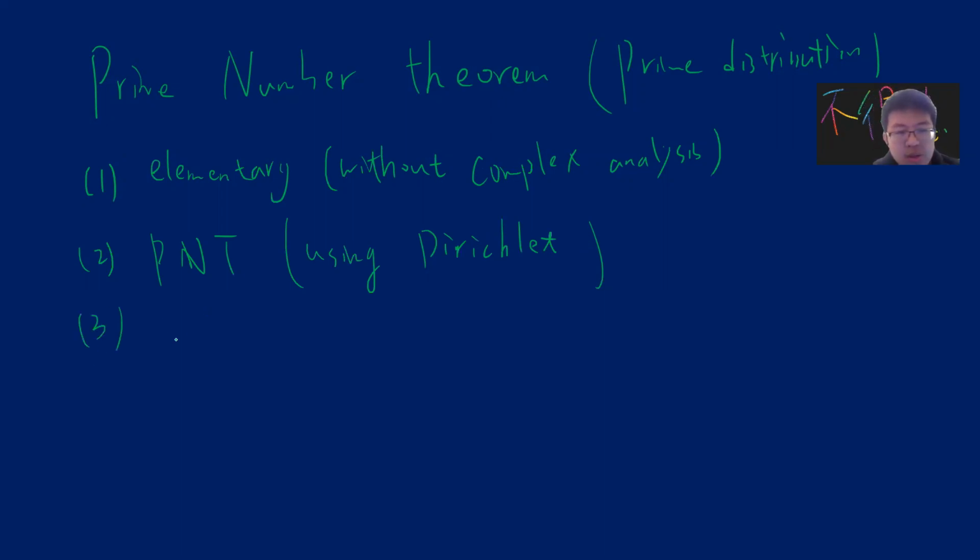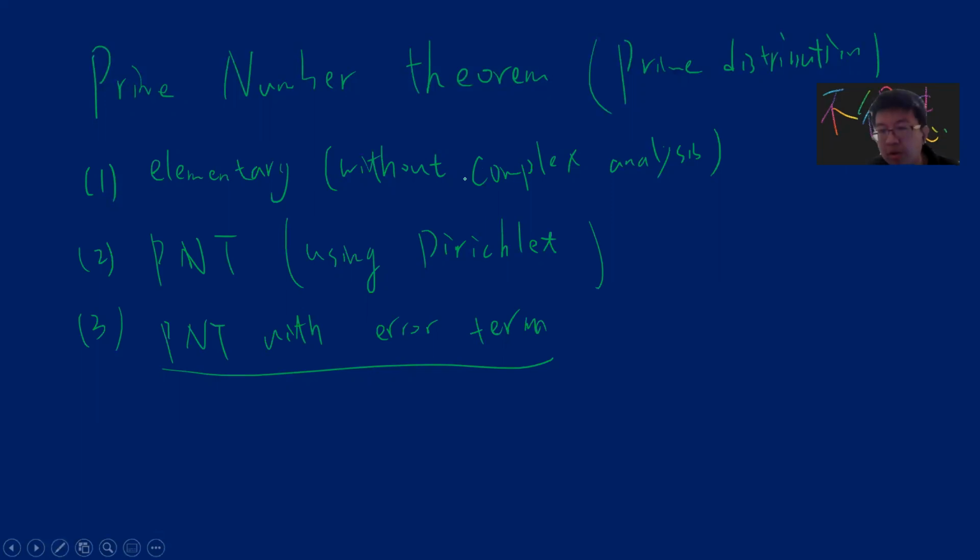And the third one, which is more advanced, is the prime number theorem with error term. For this one, I may use additional videos, because this is not very difficult. Okay, so today let's talk about some elementary results, so elementary prime distribution.